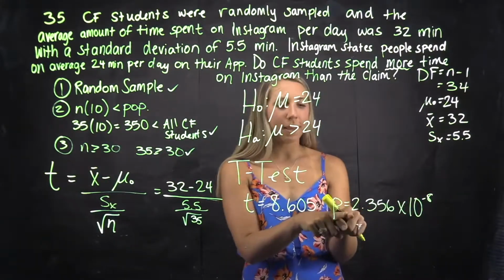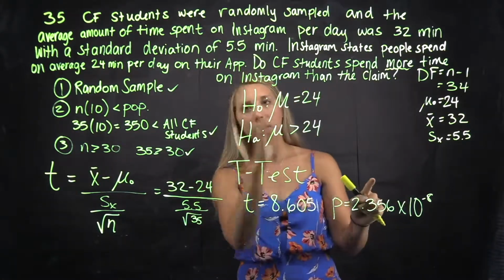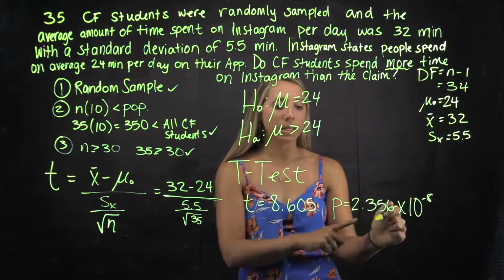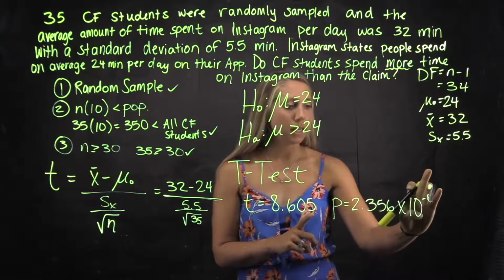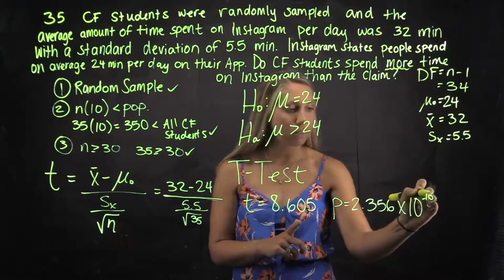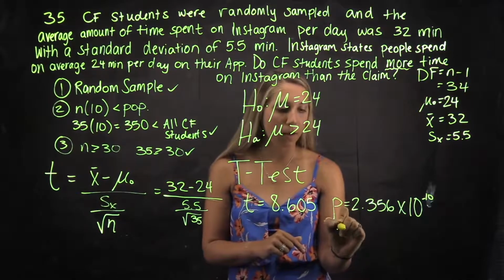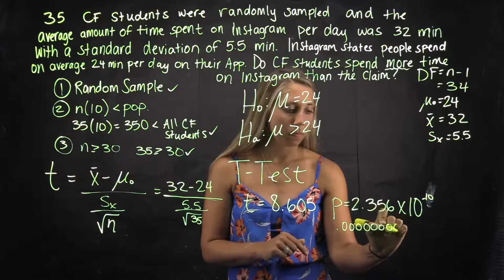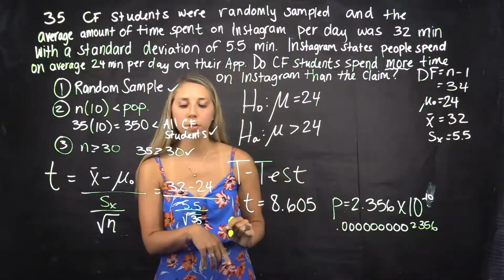Remember, if you see a p-value that is not starting with a decimal, keep reading in your calculator because you can guarantee that it's a really, really small number. So keep in mind it's 10 to the negative 8th, actually even smaller. So that would be 9 zeros, then 2, 3, 5, 6. So your p-value is super small.